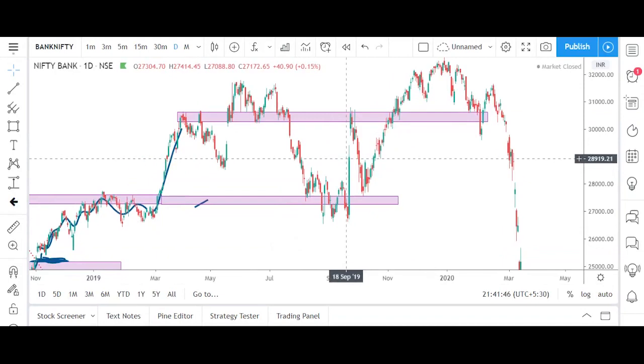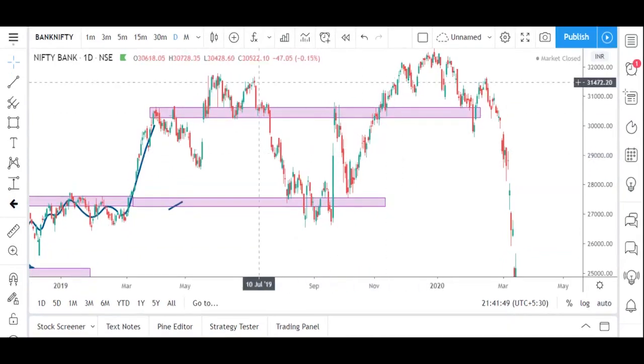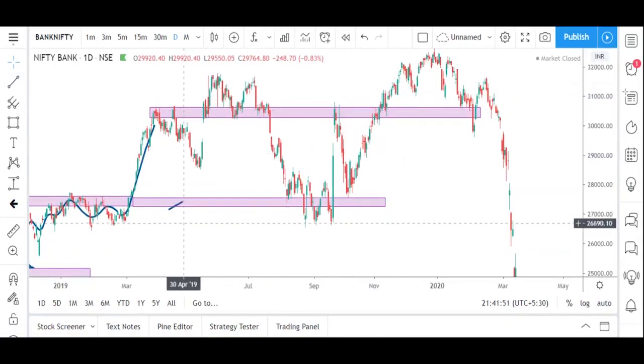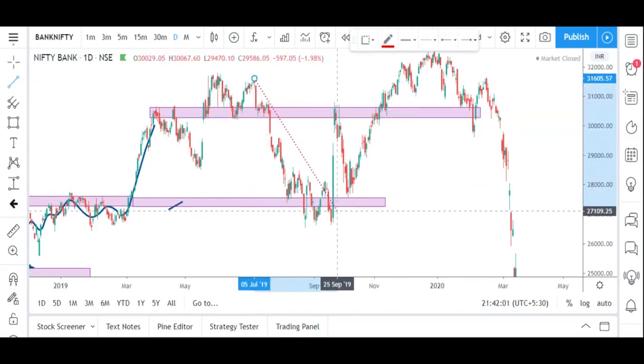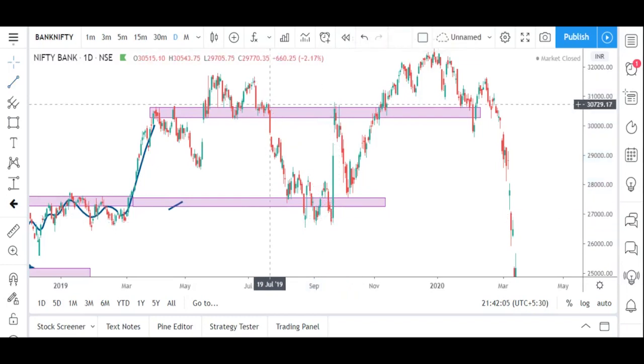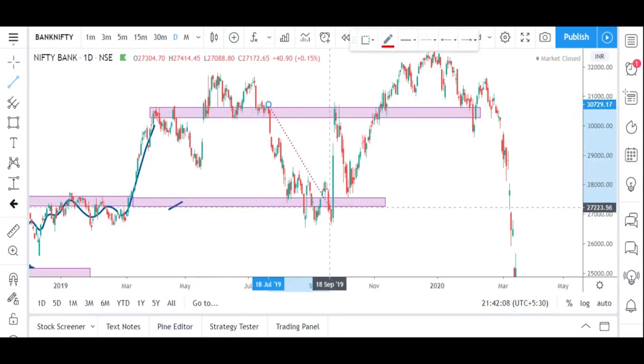There is one more opportunity in Bank Nifty, so I'll show you that. This is the support, this is the resistance. It has broken the resistance, and this is the pullback it has taken. So we draw a short-term trend line, okay, guys. The nearest pullback is this swing high, and we just draw the line.